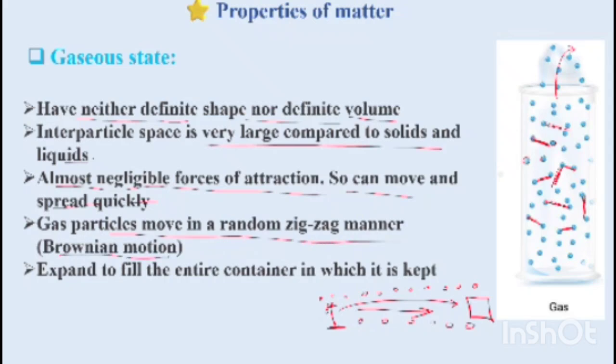Gas particles move in a random, that is zigzag, manner. This is called Brownian motion. See, let's say these are the gas particles. Since there is no force of attraction between the particles of gas, they can move in all directions. This is called Brownian motion or zigzag motion.